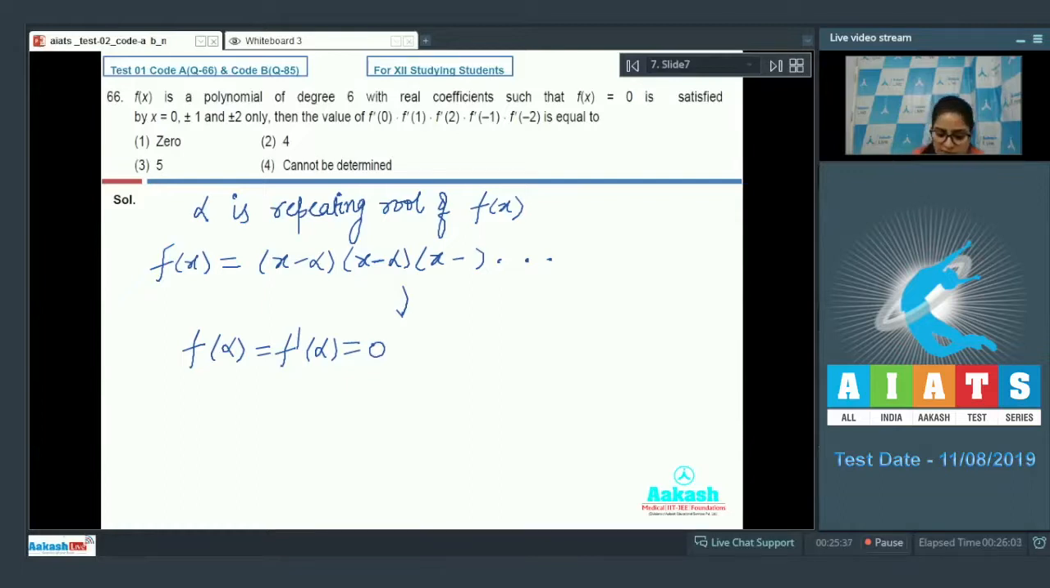So here the answer is directly 0 because alpha can be 0, 1, minus 1, 2 or minus 2. I hope you understand this question. Now move on to your next question.